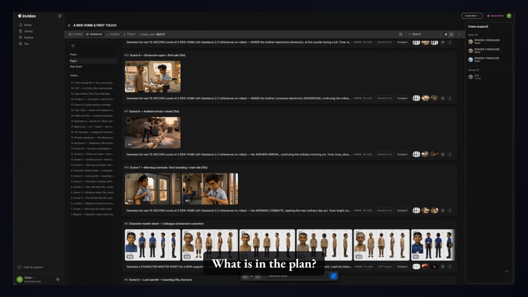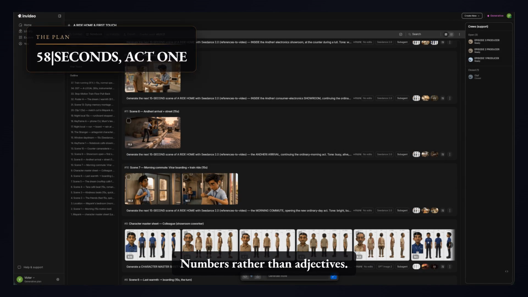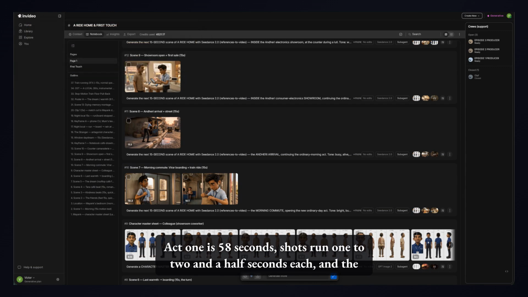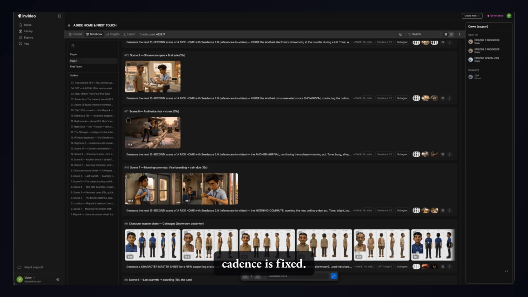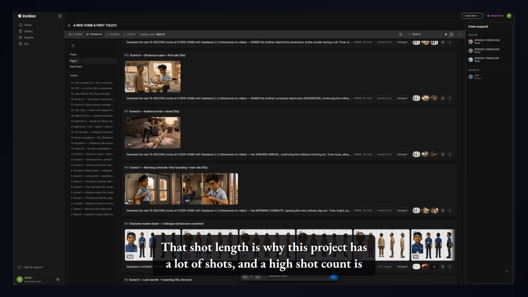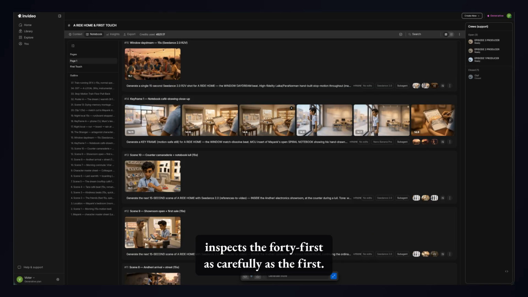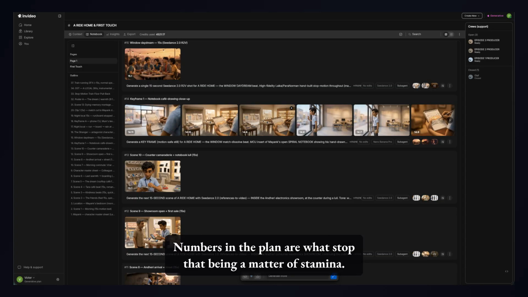What is in the plan? Numbers rather than adjectives. Act 1 is 58 seconds. Shots run 1 to 2.5 seconds each, and the cadence is fixed. That shot length is why this project has a lot of shots, and a high shot count is precisely the condition under which drift turns invisible. Because nobody inspects the 41st as carefully as the first. Numbers in the plan are what stop that being a matter of stamina.